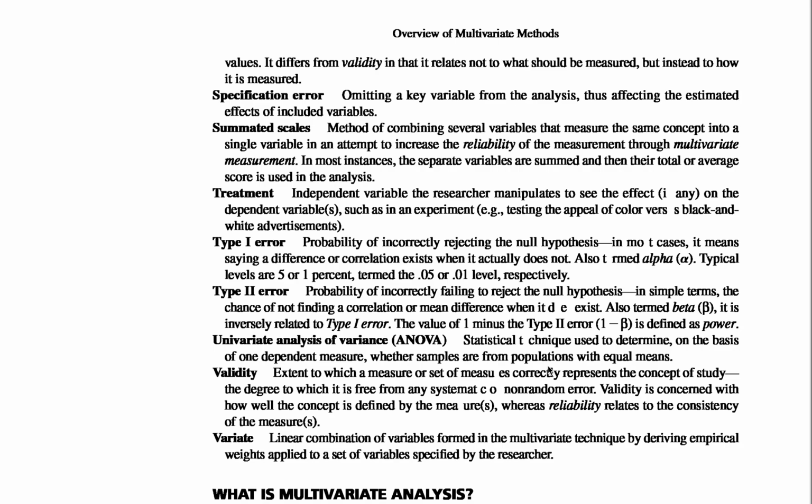Validity: the extent to which a measurement or set of measures correctly represents the concept of study, the degree to which it is free from any systematic error. Validity is concerned with how well the concept is defined by the measures, whereas reliability relates to the consistency of the measurement. Variate: a linear combination of variables formed in the multivariate technique by deriving empirical weights applied to a set of variables specified by the researcher.